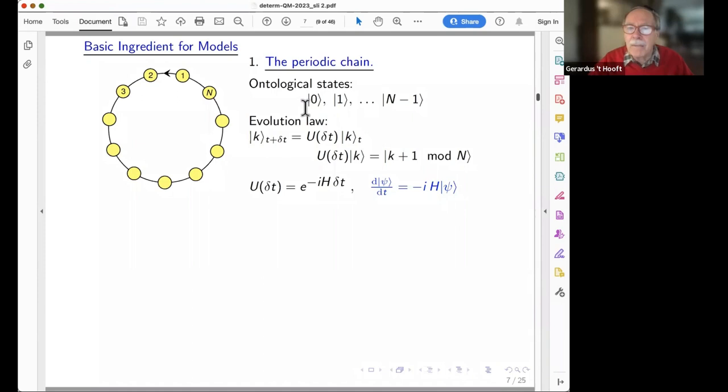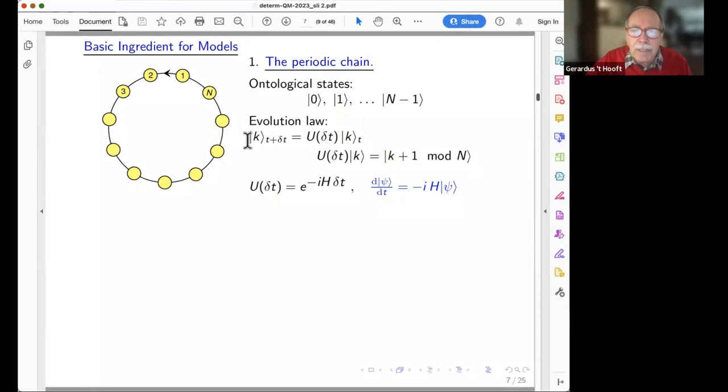And at every tick of the clock, whenever your particle is in position number zero, it goes to position number one. If the particle is in position number one, then at the next beat of the clock, it will go to position number two, and so on until it arrives at position n minus one. When the clock ticks again, it doesn't go to n, it goes to zero. So it's circular. This model is a circular model, and the evolution law is indicated by an integer k, k running from 0 to 10 in this example.